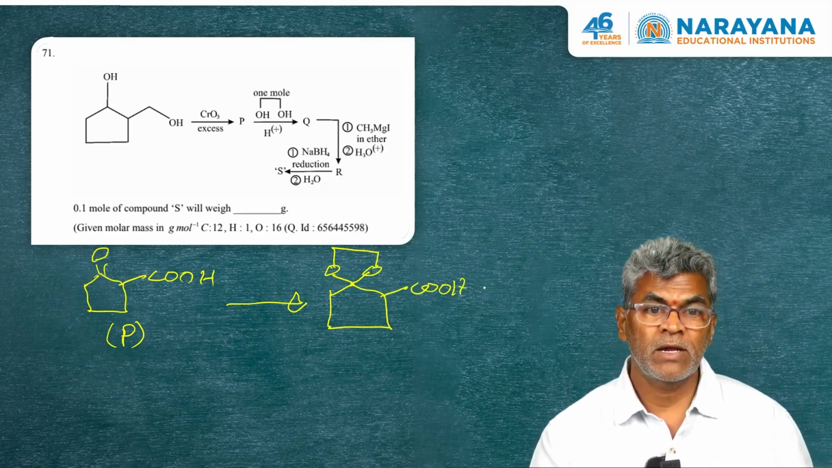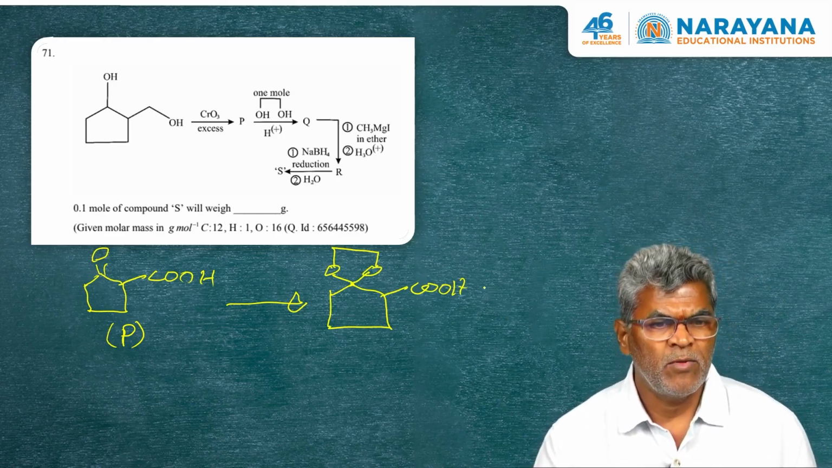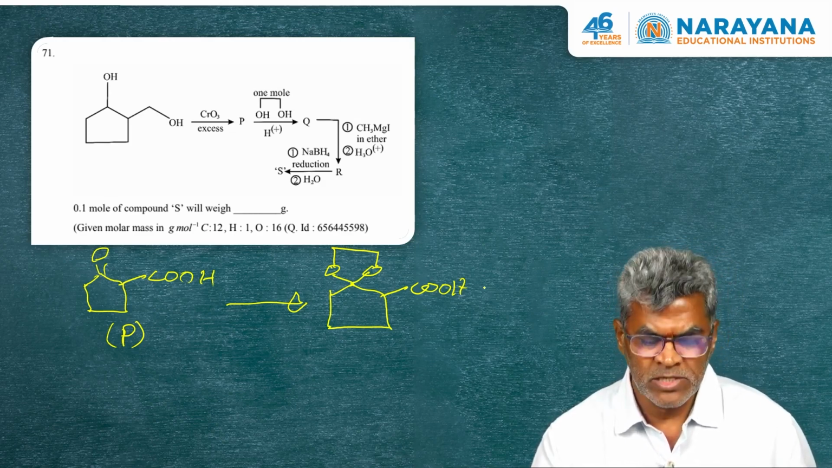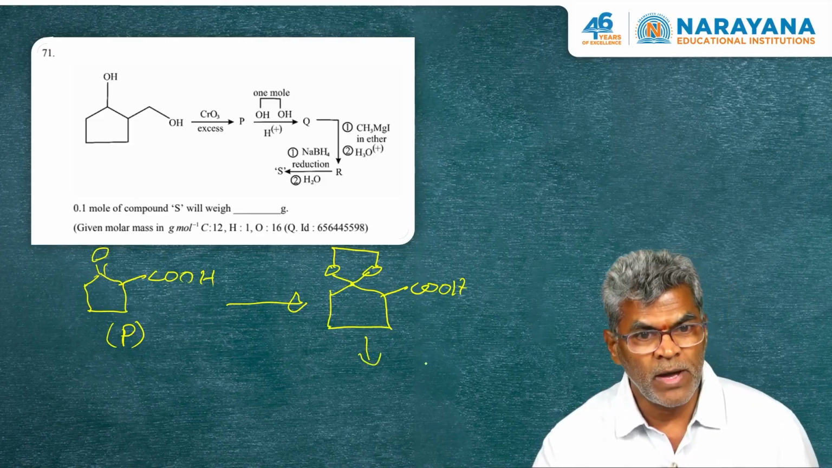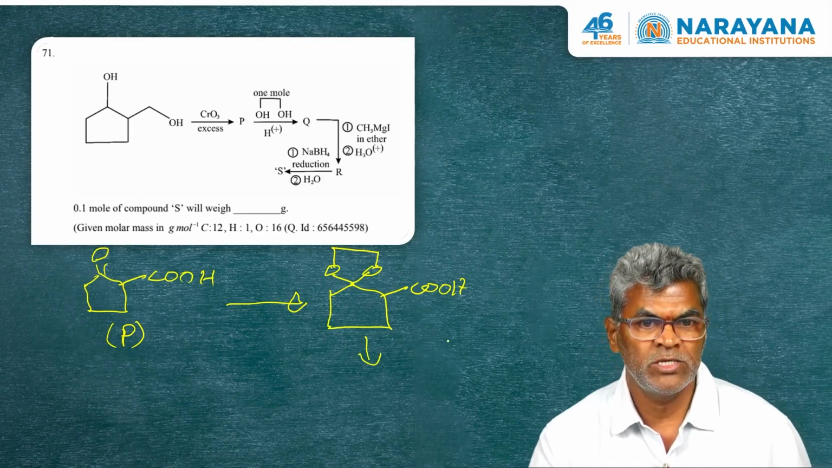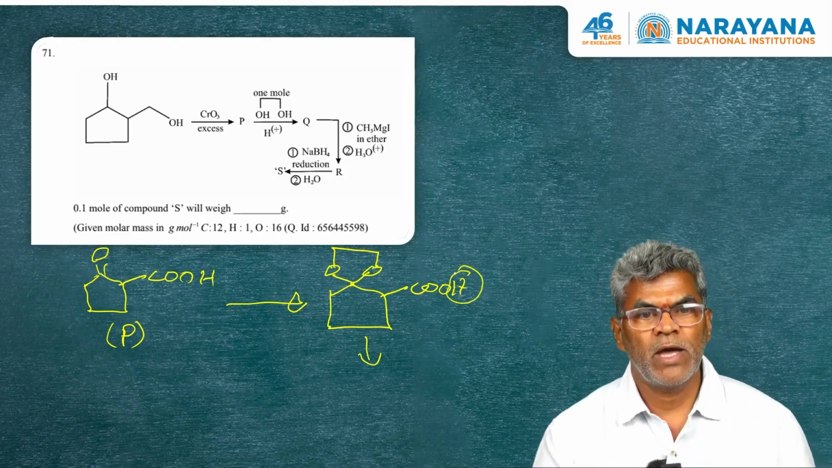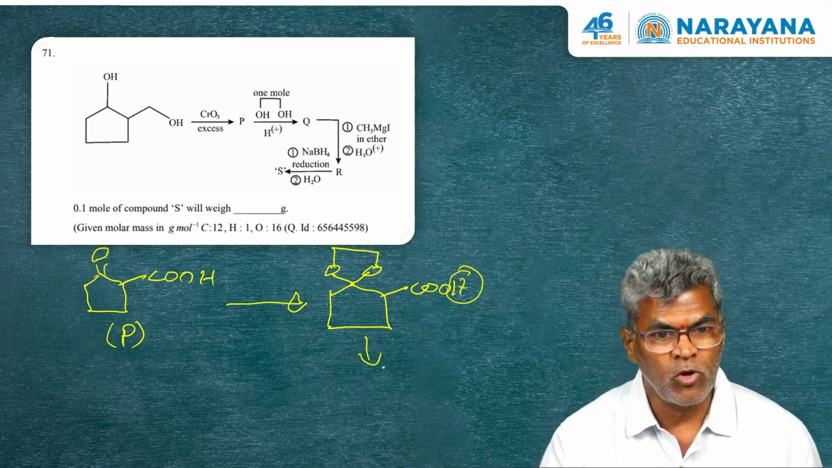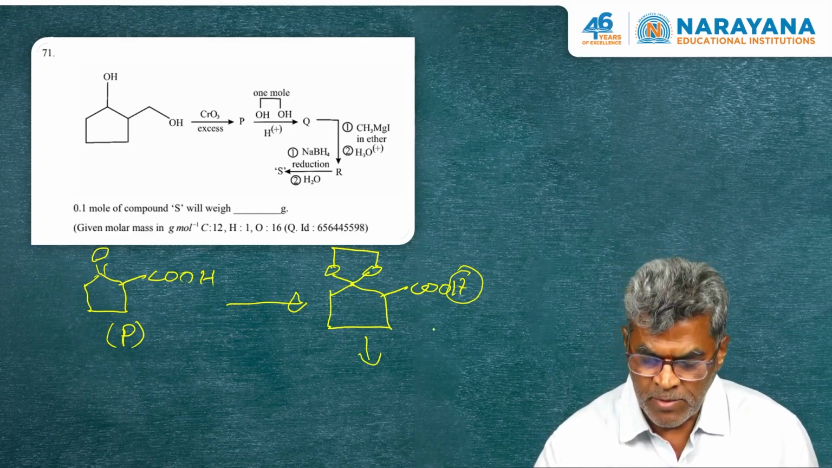Next reaction, Grignard reagent CH3MgI, methyl magnesium iodide. Since the molecule contains acidic hydrogen, that will react with acidic hydrogens, and you are going to get R compound, followed by hydrolysis is given. There is no change in the structure. Since methyl magnesium iodide replaces this acidic hydrogen, and followed by again hydrolysis, you are going to get the same molecule. So, actually Q and R remain same.